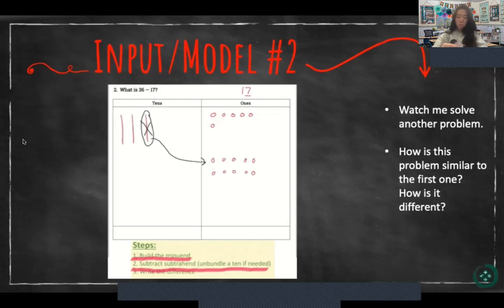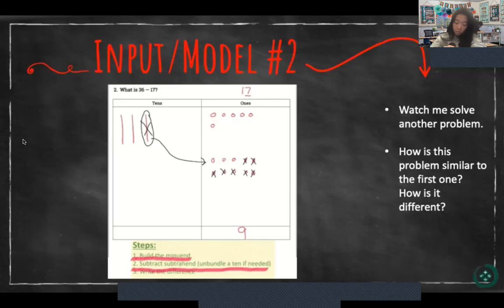Now I can subtract 7 ones. 1, 2, 3, 4, 5, 6, 7. I am left with 1, 2, 3, 4, 5, 6, 7, 8, 9. 9 ones, which has a value of 9. Now I need to subtract the tens.